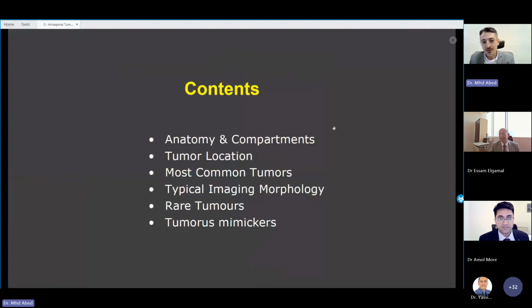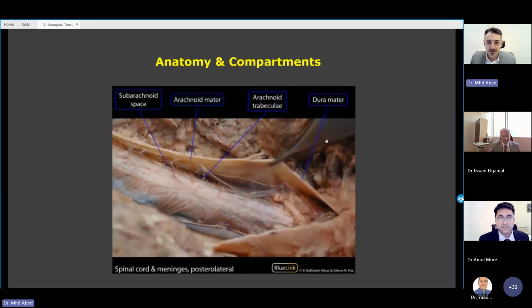There is always a large differential diagnosis for intraspinal tumors. In order to minimize this differential diagnosis, we need to look at the location of the tumors. First of all, we're going to speak a little bit about anatomy. Then, after the anatomy, about the tumor location, the most common tumors and the typical imaging features of each one of them, some rare tumors, and some tumor mimickers. We're going to start with the anatomy.